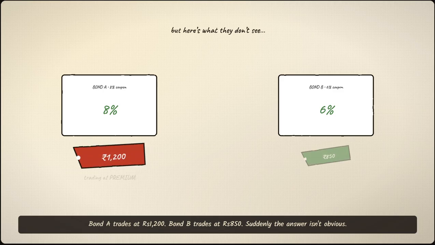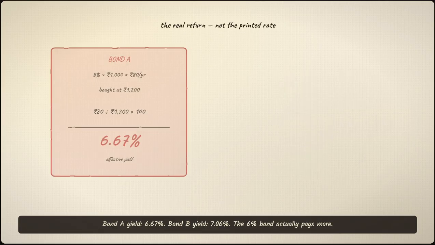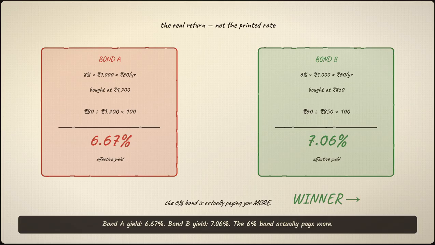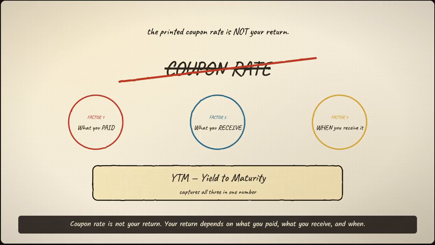But what if I told you bond A is trading at 1200 in the market and bond B is trading at 850? Suddenly, the answer isn't so obvious. Because the coupon rate printed on the bond is not your return. It never was. Your actual return depends on what you paid, what you receive, and when you receive it. And the number that captures all of that in one single figure is called the yield to maturity.